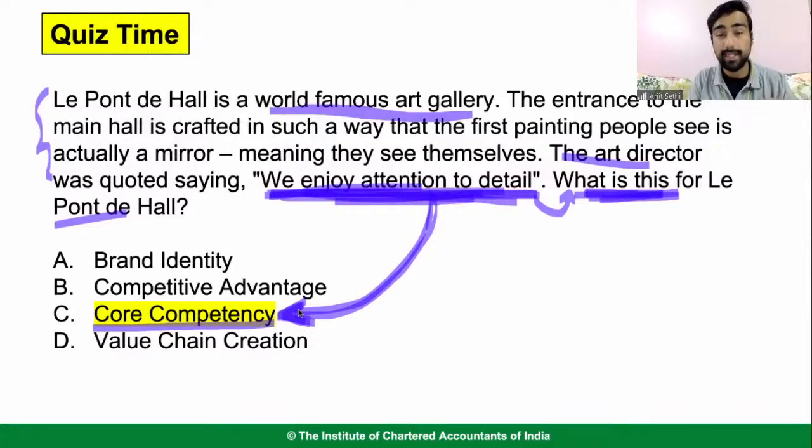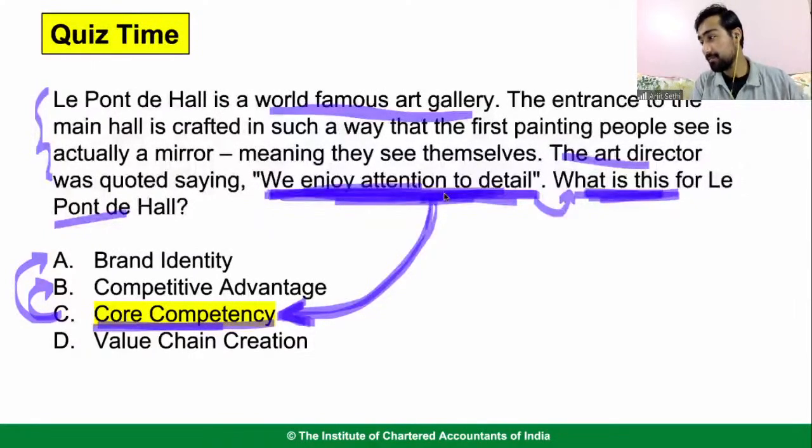In this, brand identity, they're already the most famous gallery in the world. Why will they need a brand identity? Why would they want to do this and that? Why would they do so much marketing and use so much brain? They're already the most famous art gallery. But their attention to detail, their core competency, has created a brand identity that has created a world famous gallery for them. Because of core competency you get competitive advantage, because of core competency you get brand identity, right? So the core competency is attention to detail.